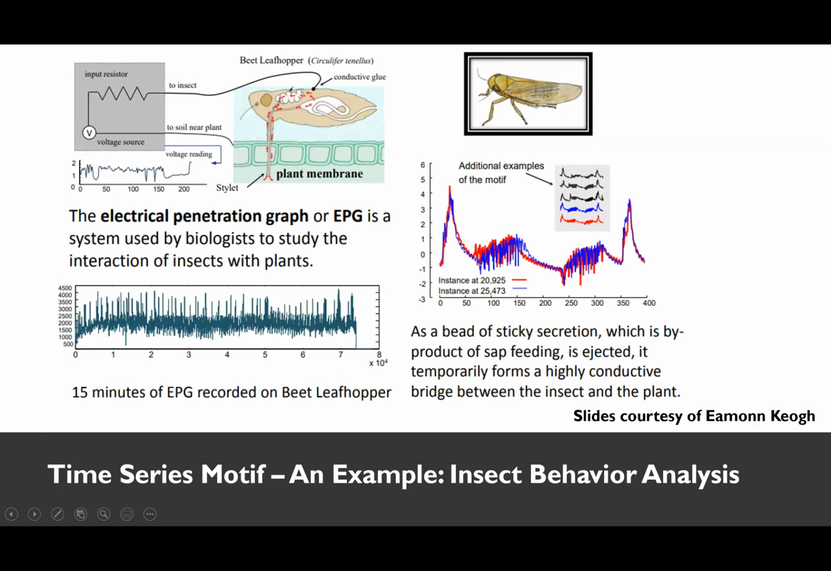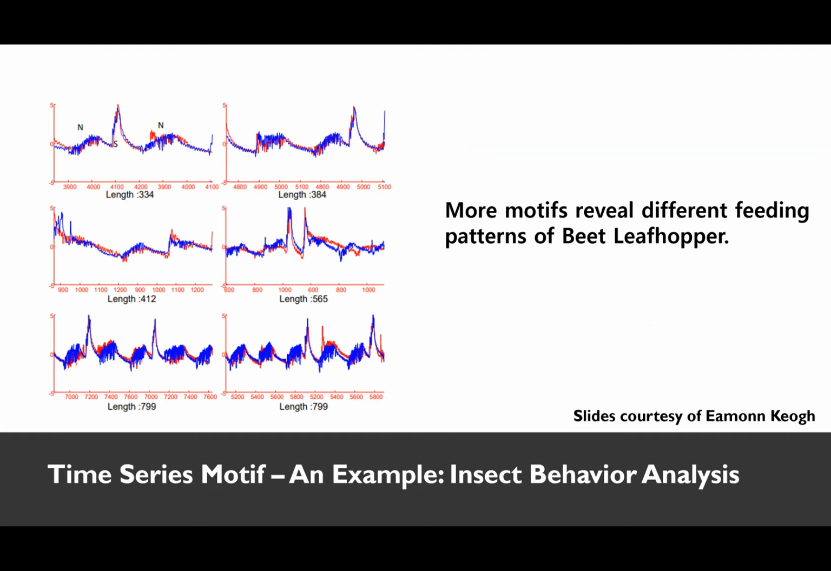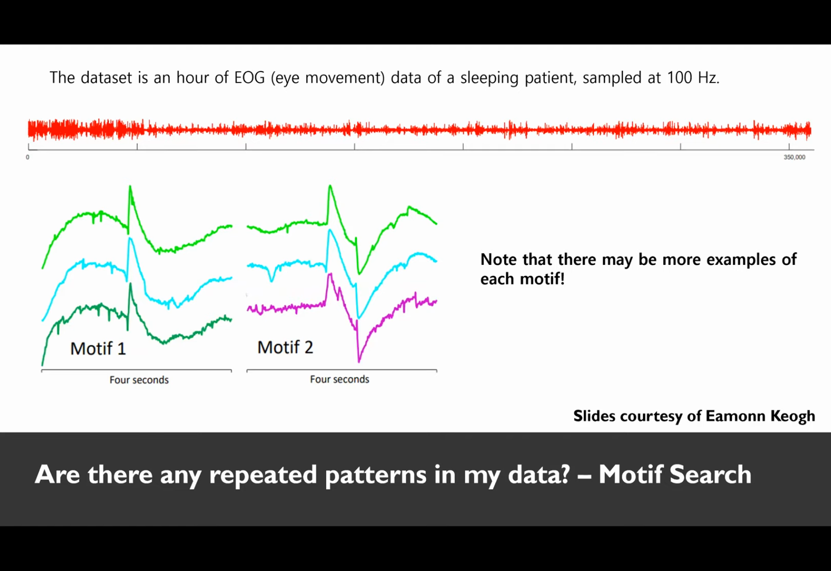This motif has been used in many previous experiments. For example, with the bee leaf hopper, a sensor is attached, and when the leaf hopper is eating its feed, the different patterns of eating are successfully captured by the motif. So more motifs reveal different feeding patterns of the leaf hopper. And for an hour-long eye movement data set sampled at 100 hertz, we can also find motif one and motif two, and more examples of motifs, and the discovered motifs will be useful to analyze the data set that we are analyzing.